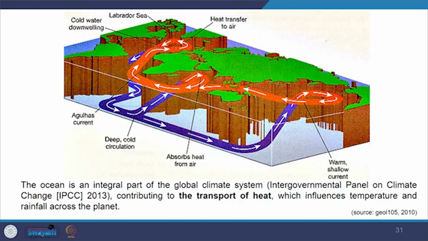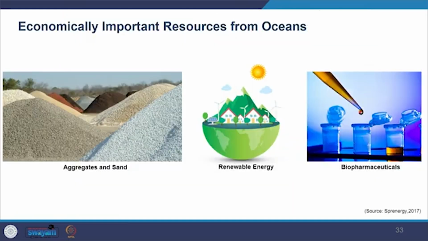As per the Intergovernmental Panel on Climate Change, the ocean contributes to the transportation of heat, which influences temperature and rainfall across the planet. The report also provides evidence that about 50% of the primary global production occurs in the ocean. We get economically important resources such as aggregates, sand, renewable energy, and biopharmaceuticals from these resources.